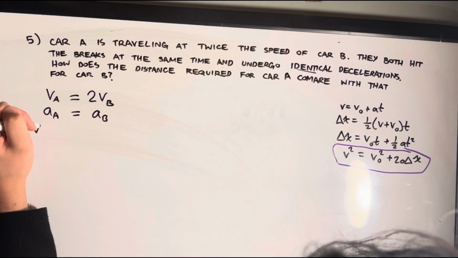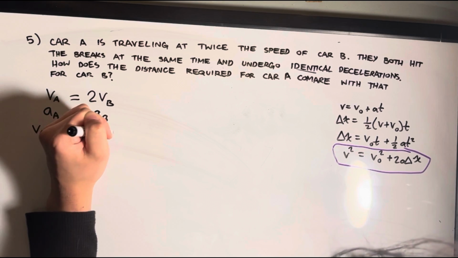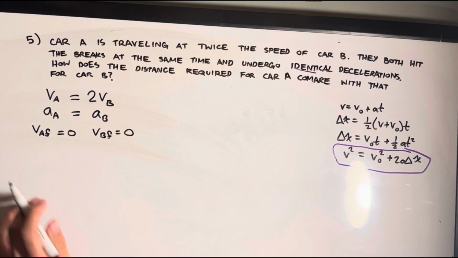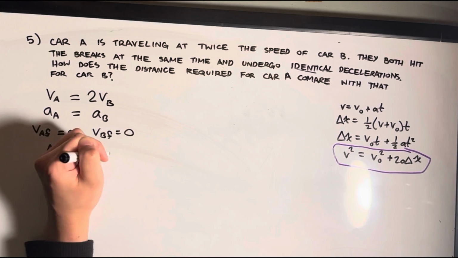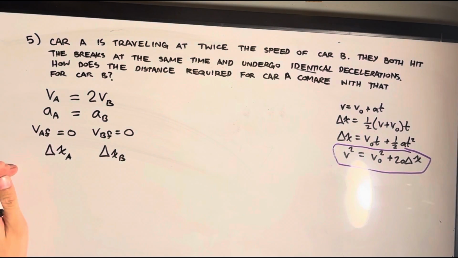We also know that their final velocity would be 0 because they are decelerating and will eventually come to a stop. And since we have our final and initial velocity, we would have our change in x of A and change in x of B. Knowing this, we are able to use this equation right here.